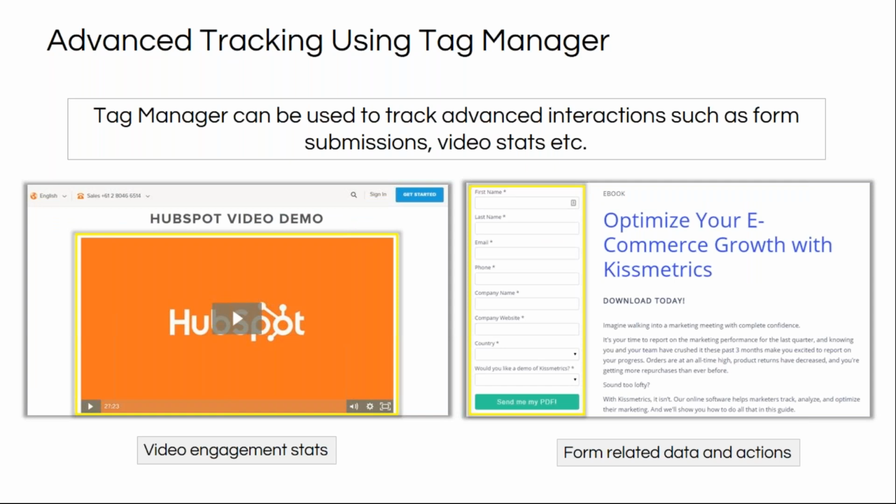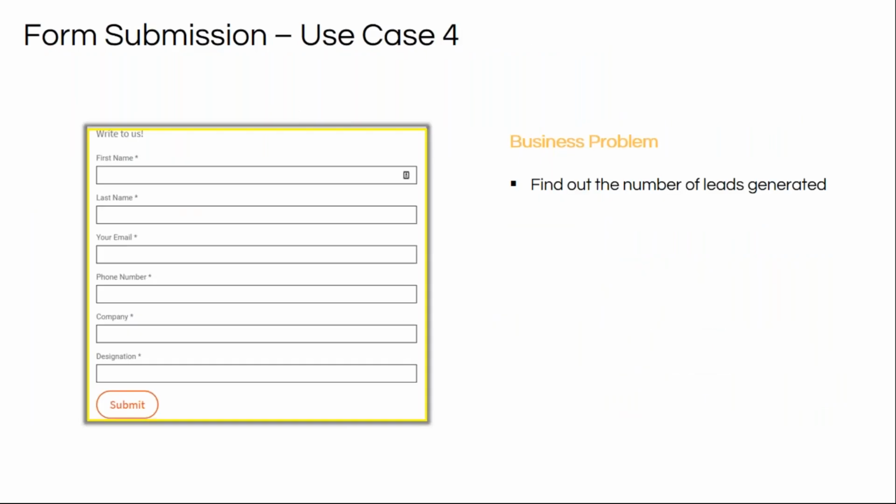So that's some use cases where we can have basic implementation. Going beyond that, we can implement advanced tracking solutions. Let's say we have videos on our site, so we can gather the video stats, how users engage with them. And forms are very common elements in a site, so we can also track the form activities related to form fields. So let's go through some use cases of how these kinds of implementations are going to help you drive business goals.